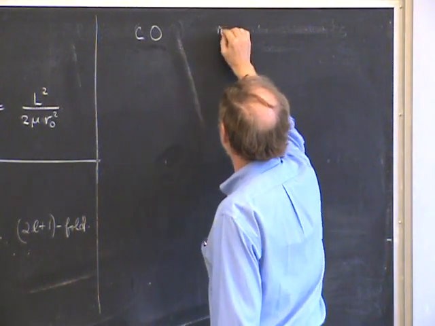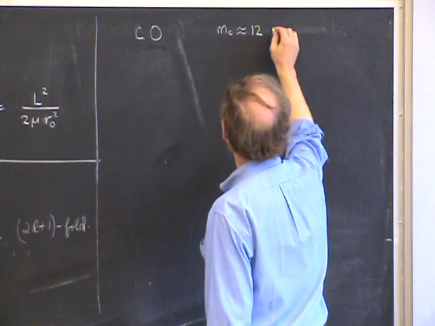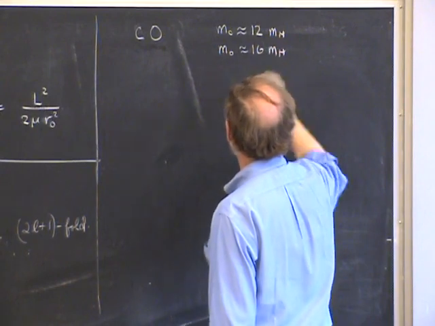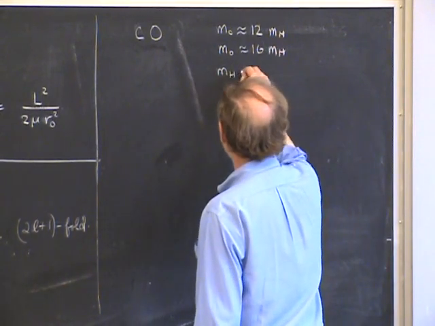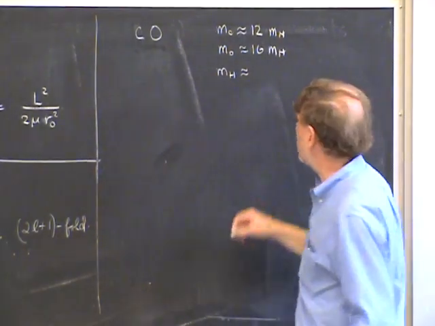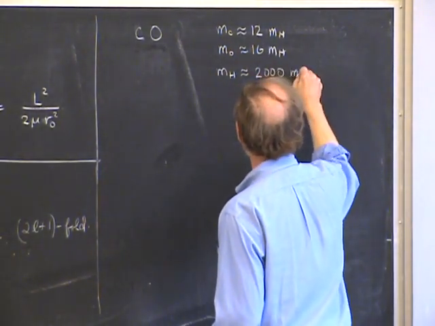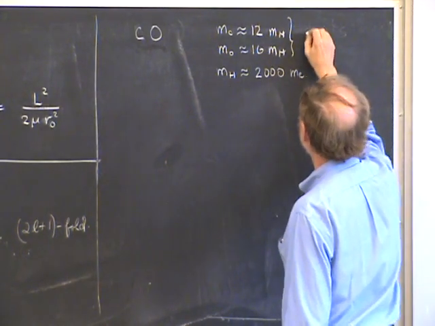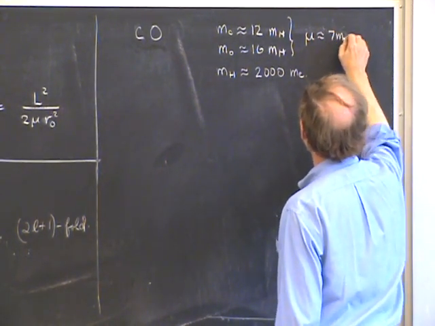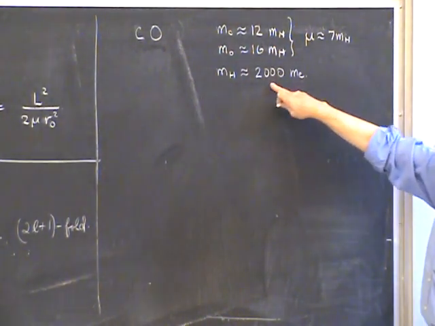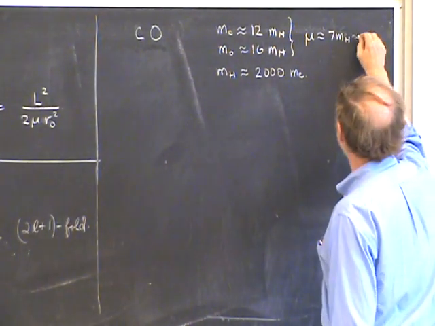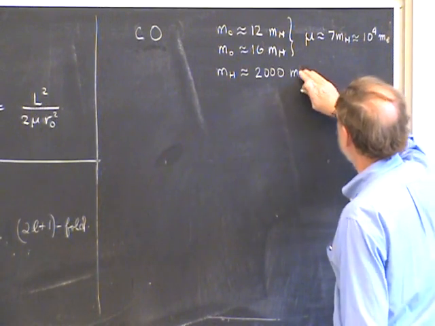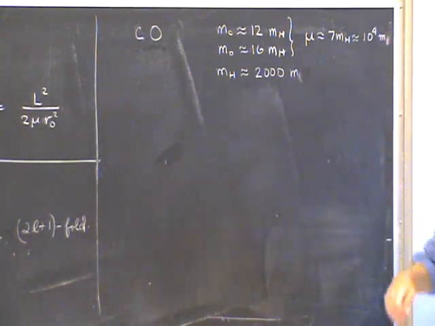The mass of the carbon is about 12 times the mass of hydrogen. The mass of the oxygen is about 16 times the mass of hydrogen if we take the normal isotopes. The mass of hydrogen is roughly about 2,000 times the mass of the electron. Let me also talk about the reduced mass of the carbon-oxygen system, which I'll call mu. This is about 7 times the mass of hydrogen if you work it out. Multiplying that by 2,000, we get about 14,000. I'm going to make a very rough estimate and just replace it by about 10 to the 4th times the mass of the electron. The lowercase m will stand for the mass of the electron in the following discussion.